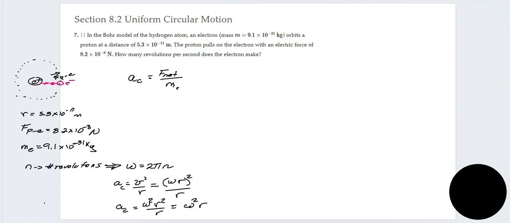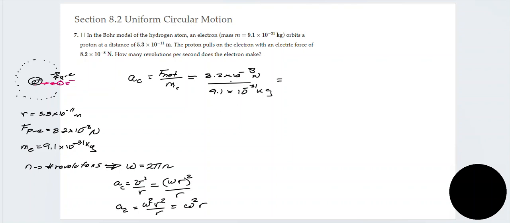So that means that if I calculate the centripetal acceleration, I will be able to calculate omega. And once I calculate omega, the angular velocity, I will be able to calculate easily the number of revolutions. So let us then calculate the centripetal acceleration here. So we have 8.2 times 10 to the negative 8 newtons divided by the mass of the electron, which is 9.1 times 10 to the negative 31 kilograms, right?